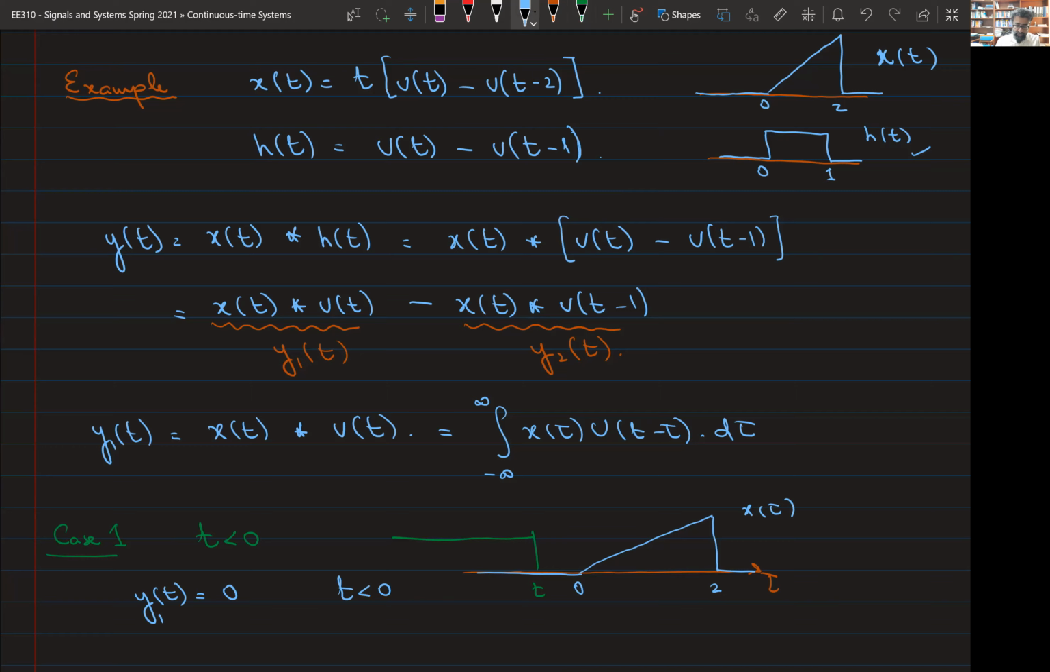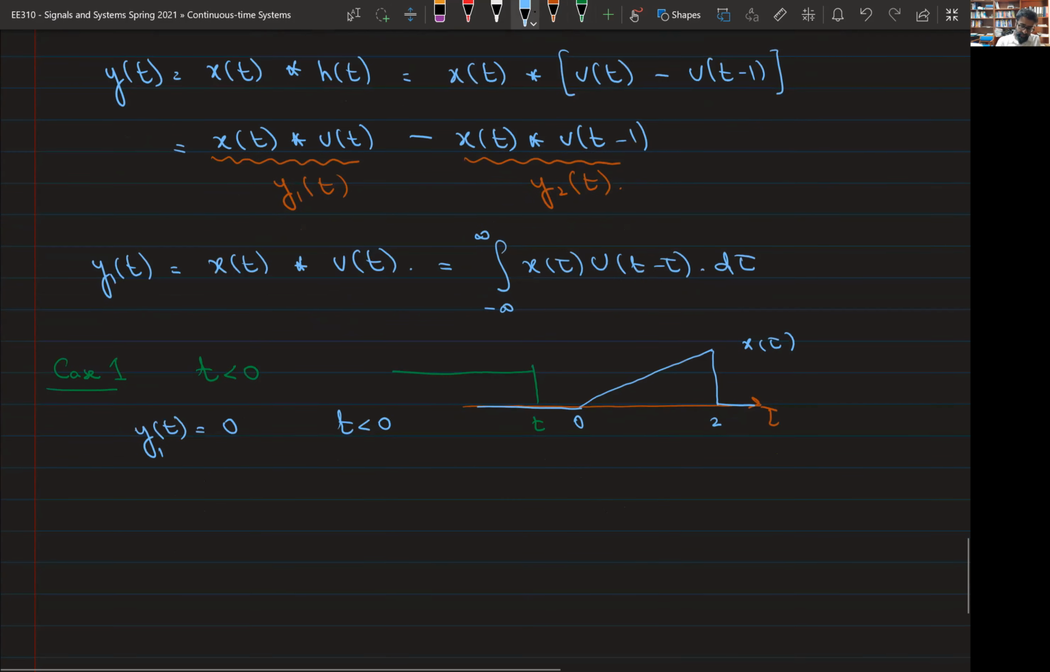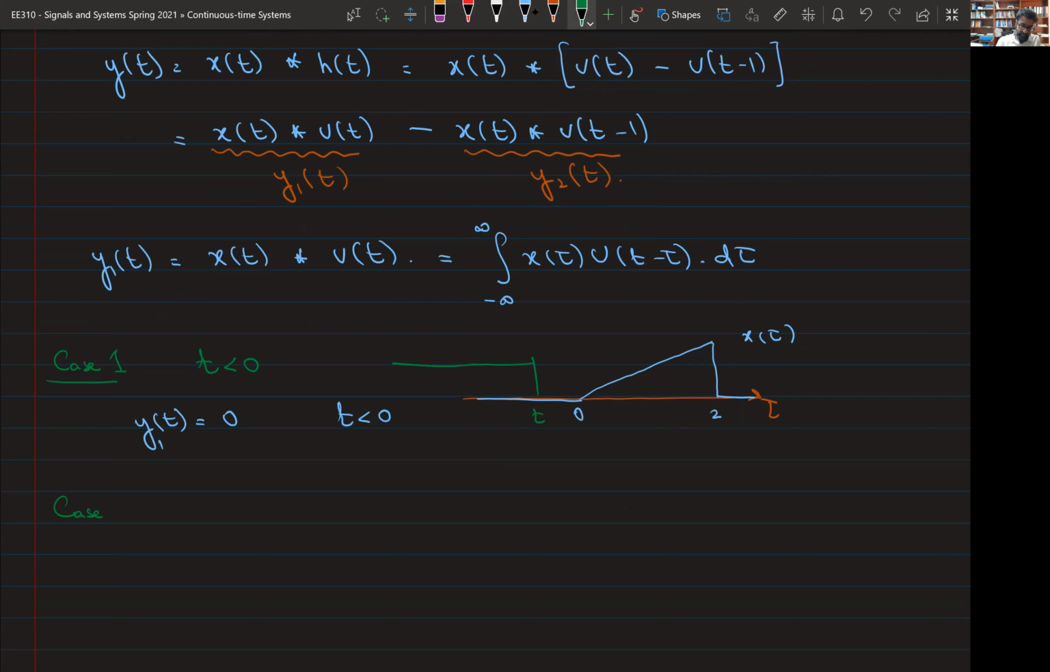Okay. Now, what about case 2? Can I ask Hassan or maybe somebody else? Case 2 is, of course, what is that case? When t is between... who said that? Please go ahead. So when t is greater than 0 and less than 1. Okay, so good. Greater than 1? Greater than 0, sir. Greater than 0 and less than 2.